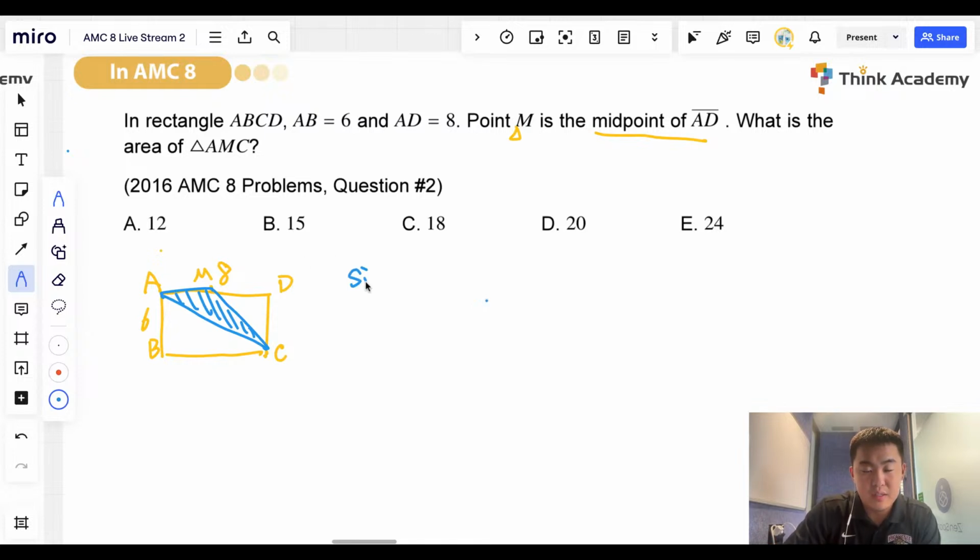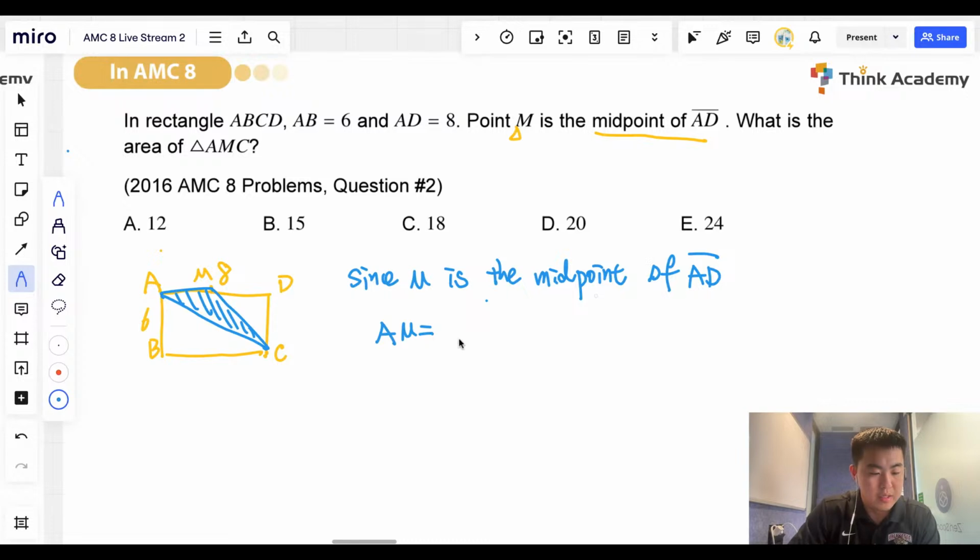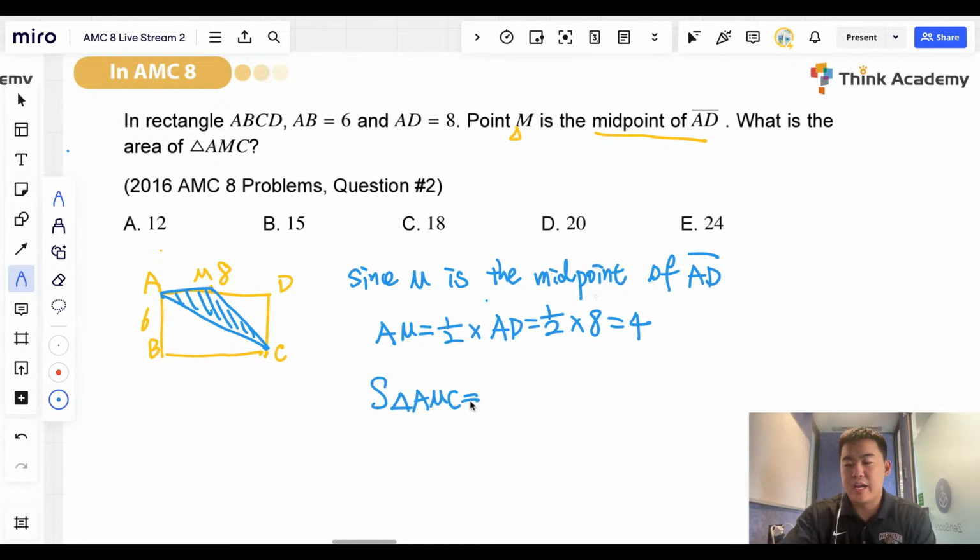So since M is the midpoint of line segment AD, then we know that AM should be what? AM should be 1/2 times AD, right? So that's basically 1/2 times AD, which is 8. So AM is 4.